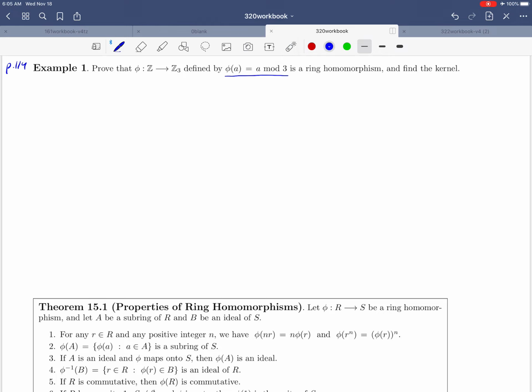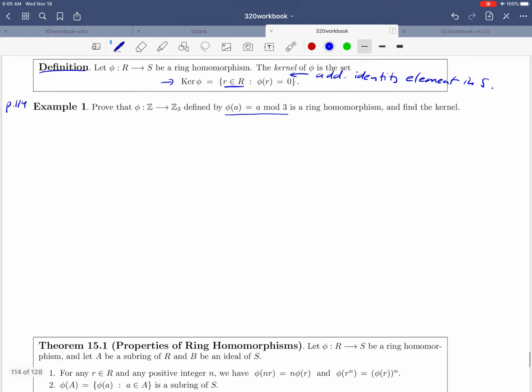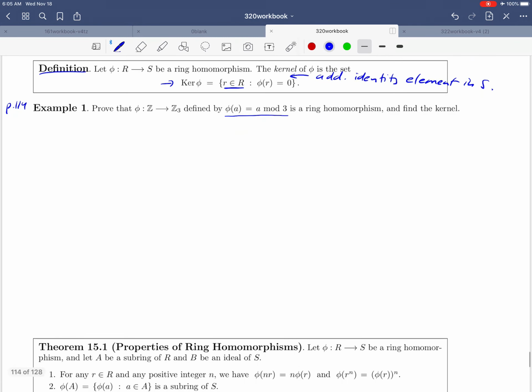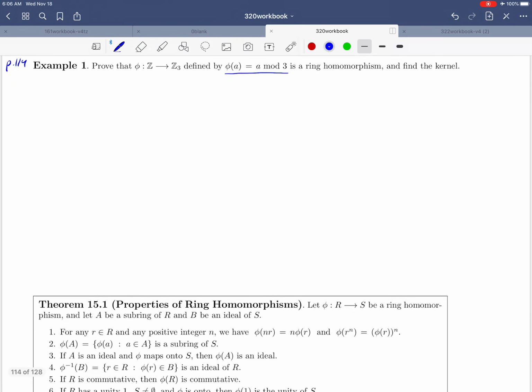Okay, so let's start with proving that this is a ring homomorphism. If we scroll up and sneak a peek at our definition, showing that this is a homomorphism is to prove that it preserves both the addition and the multiplication operation. That's where we're going to start. Our domain is Z, so we'll start with two numbers that are in Z. And we'll start with the addition operation.